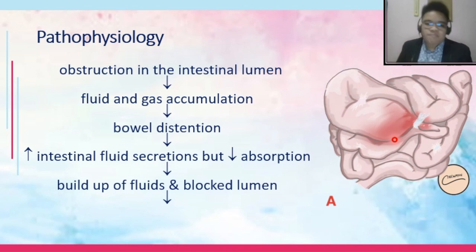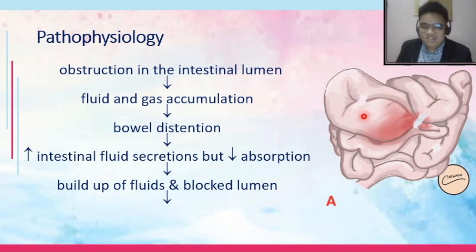Now, let's talk about the pathophysiology of your bowel obstruction. So any obstruction in the intestinal lumen, in this case we are looking at the obstruction because of adhesion, would lead to fluid and gas accumulation. That accumulation of your fluid and gas occurs, of course, in the area which is proximal to the area of obstruction. Because of that, there is a tendency for bowel distension, meaning there is enlargement of our small intestine or large intestine, whatever is affected.